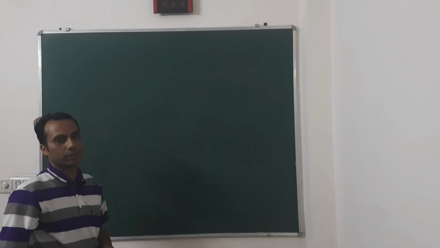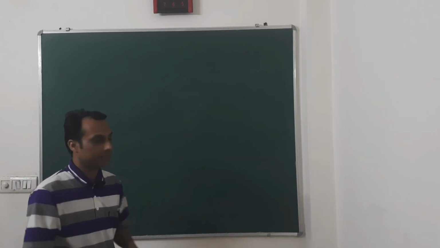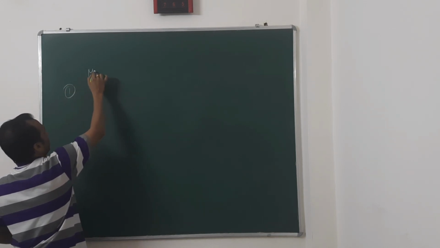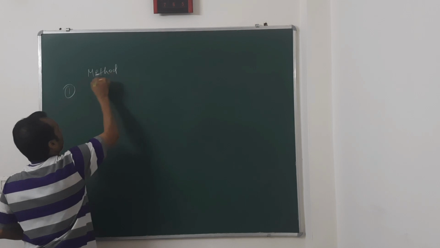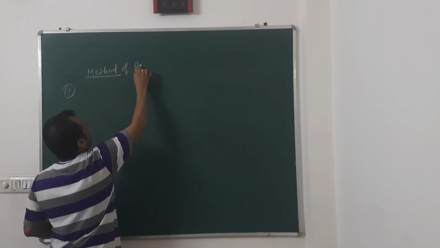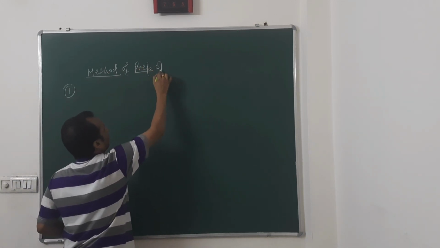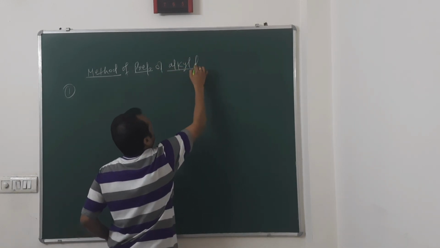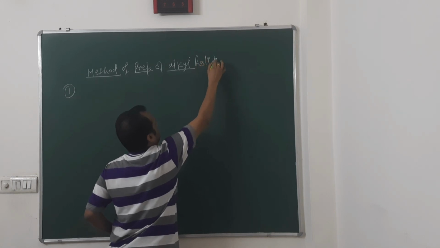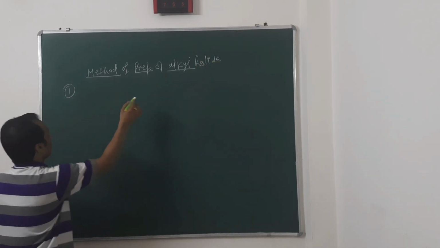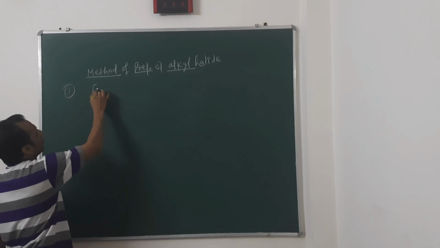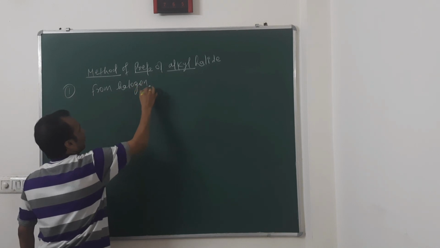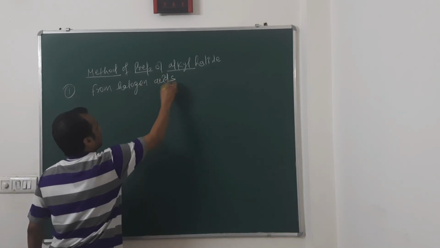Students, first we are going to understand from the halogen acids. So please write that. First we understand the method of preparation of alkyl halides. First we are going to understand from the halogen acids.